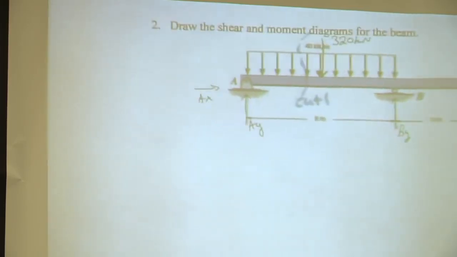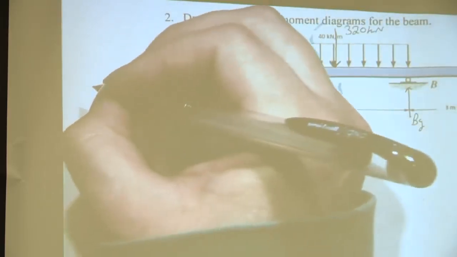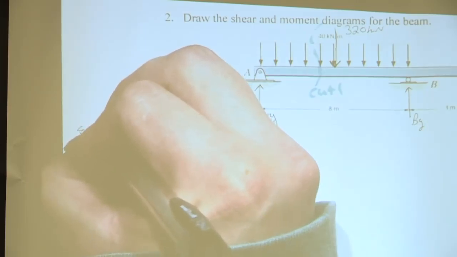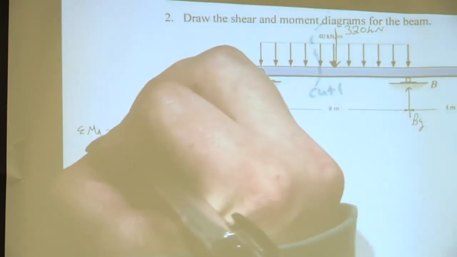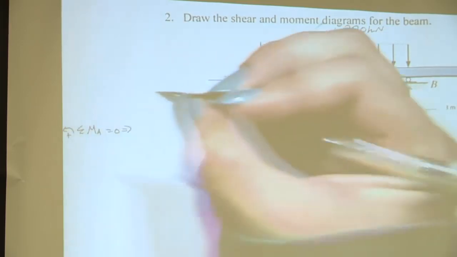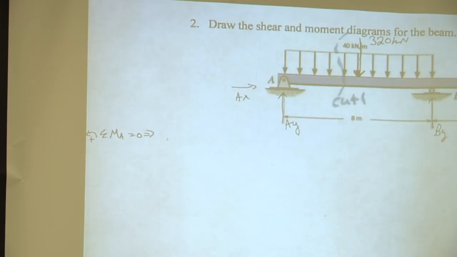Okay, now what do we do? Okay, awesome. So if we take the moment about A, which one can we solve for? Okay, awesome. So we can solve for BY. And let's go ahead and have our positive orientation. We'll just leave it as conventional. Okay. Now, how many terms should we have in our equation?